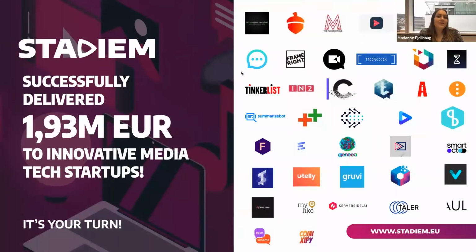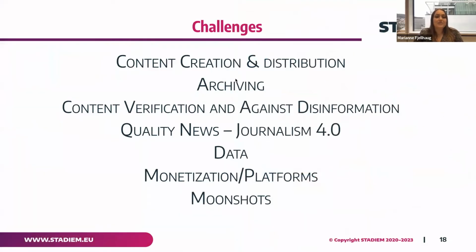Thank you, Wim. Well, STADIEM is now in its first cohort of startups. Some of the logos you see here on this slide might be familiar. These are the 40 startups and scale-ups that were selected for the match phase of the first cycle. And they are receiving up to 1.9 million euros in total to innovate their next media solution. And now it's your turn, so let's have a look at the objectives or challenges of this open call.